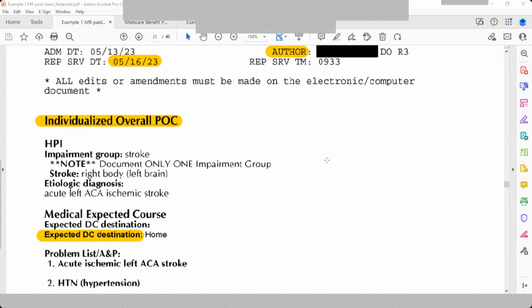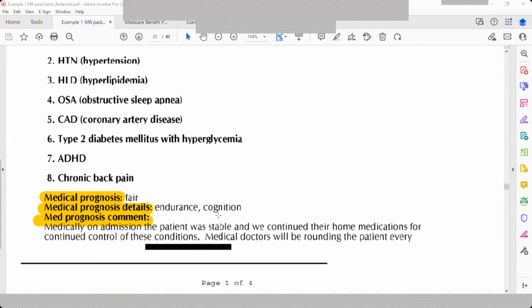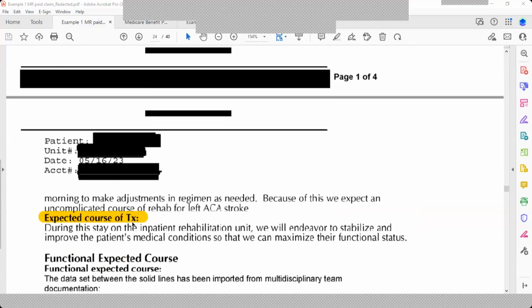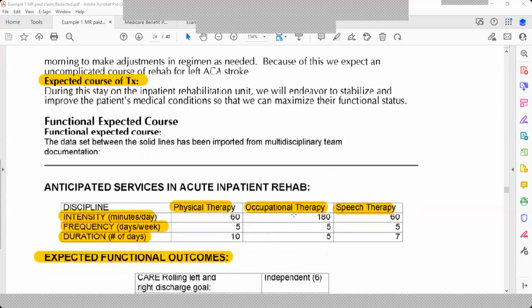Within the next few pages, you can see documentation of all the required components of the plan of care, including our expected discharge destination, which is home, our medical prognosis details and comments, the expected course of treatment, the intensity, frequency, and duration of each therapy.